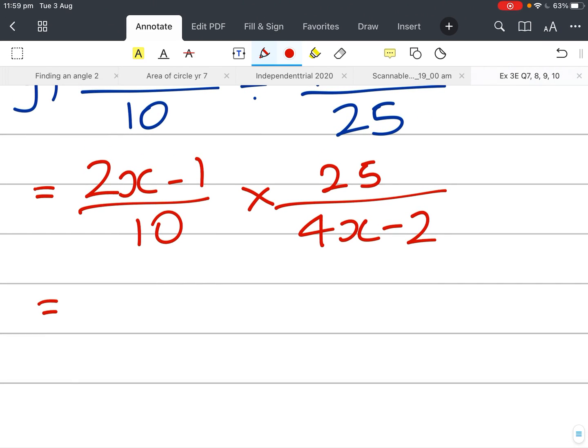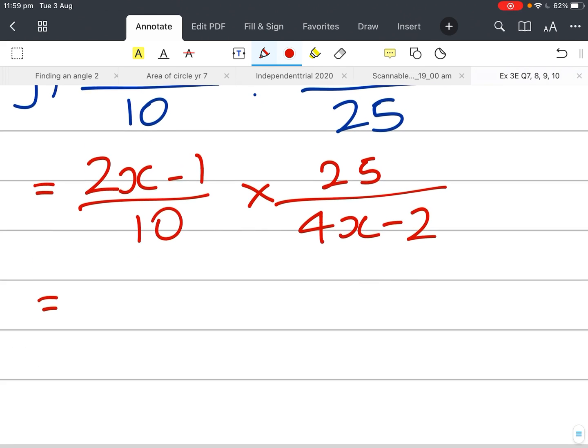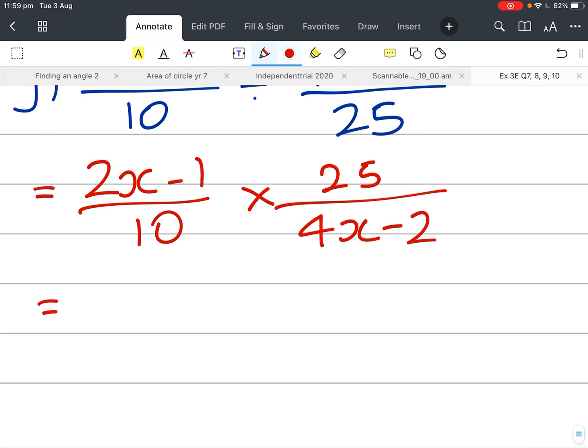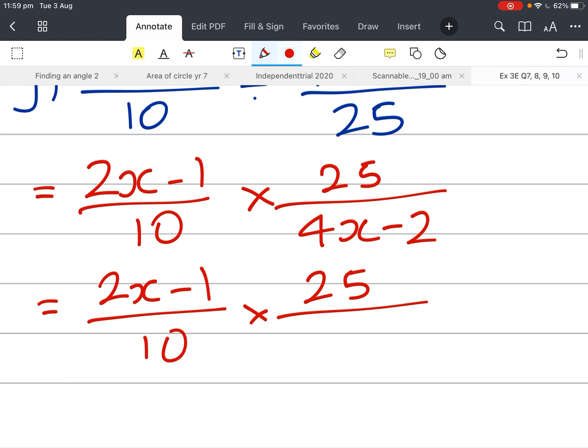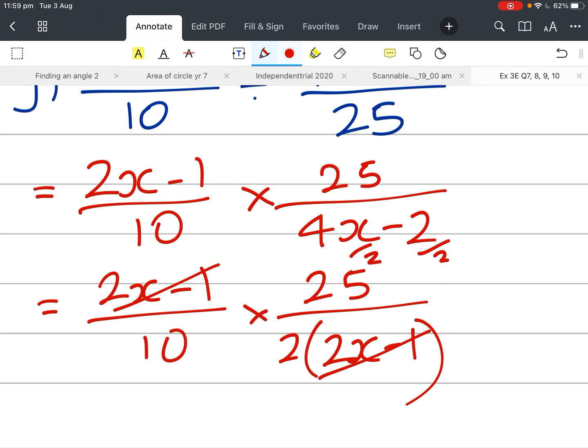So now I need to factorise. Can't factorise that 2x minus 1, so I need to write it as it is. Can't factorise 10. Can't factorise 25, but I can factorise 4x minus 2. Does the smaller number 2 go into 4? Hopefully you said yes. 2 goes into 4x twice. Don't forget the x. And 2 goes into 2 once. Cross off the 2x minus 1's.